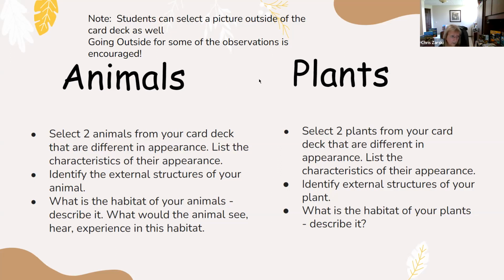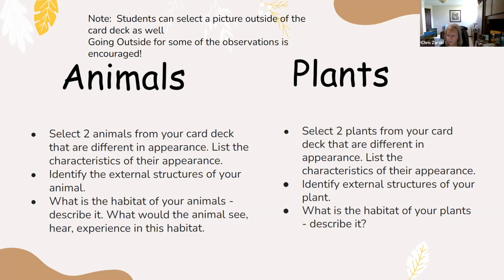So in this case, we want to look at all of those three things that we just talked about, and we want to talk about the external structures. So just like we said, we had doors and windows. What does your animal have? Well, they have 4 legs, they have a tail, they have 2 ears. Describe the structures of your animal. And how does that relate to the other animal that you picked?